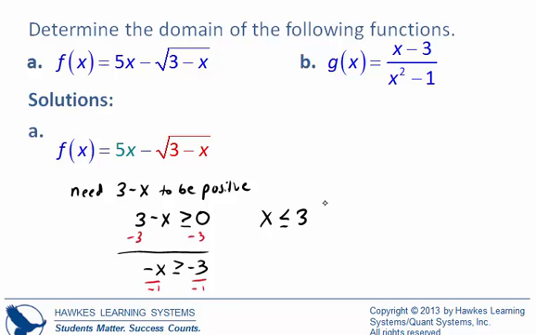Now we can write this with interval notation, which means that our domain would start with negative infinity and go all the way to 3, including the 3 because of the equal to. So this is the set of all numbers that are less than or equal to 3, and this is an acceptable way to write your domain.